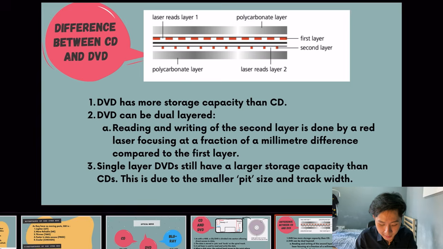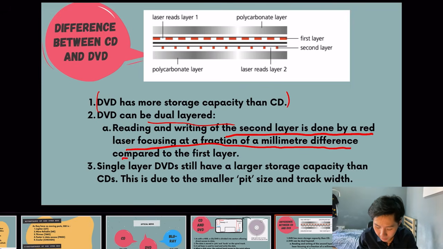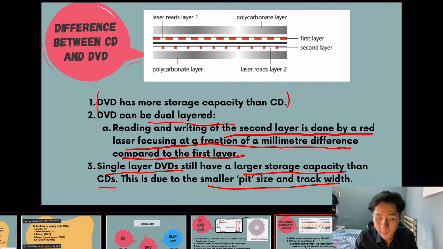The difference between CD and DVD is that DVD has more storage than CD because it can be dual layer. That means both sides of the disc can store data. Reading and writing of the second layer is done by the red laser focusing on a fraction of a millimeter difference compared to the first layer. And a single layer DVD still has a larger storage capacity than CD because of smaller pit size. We'll talk more about this when we go through the Blu-ray disc.